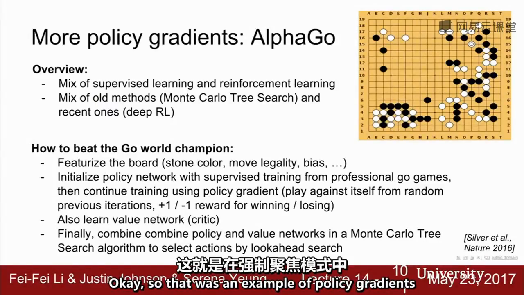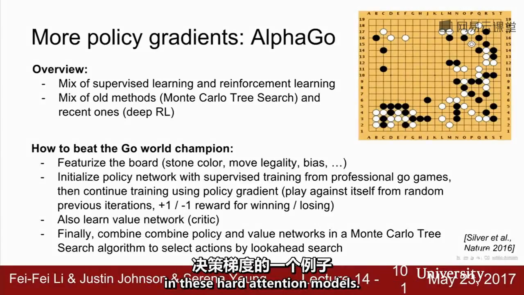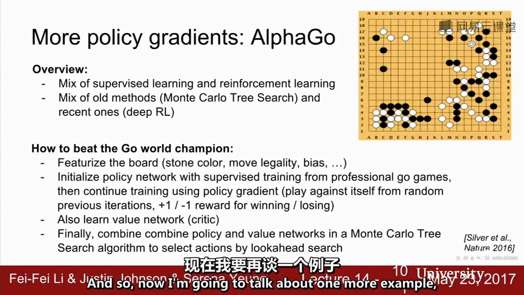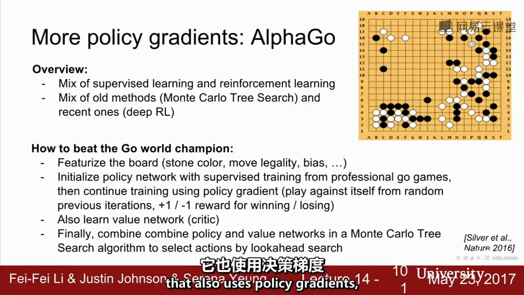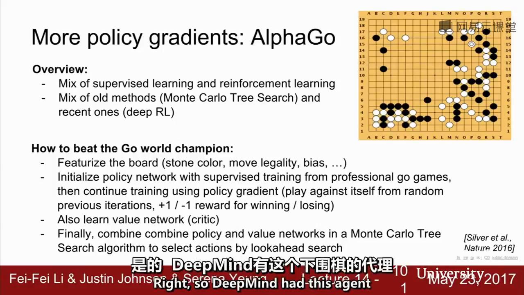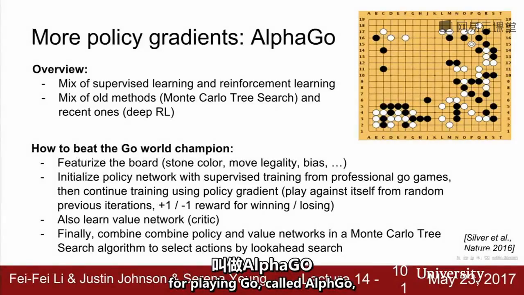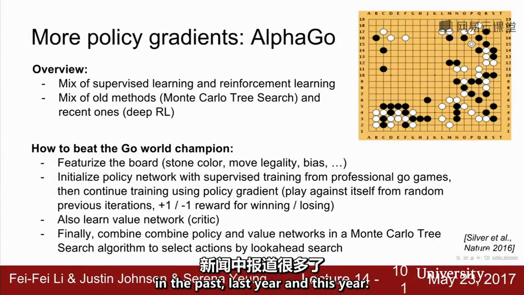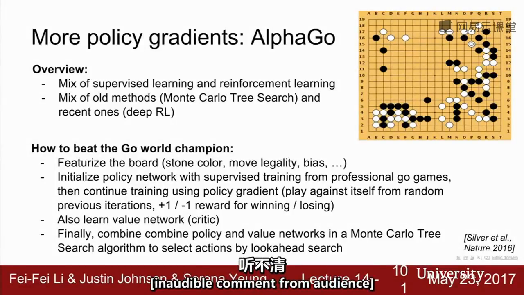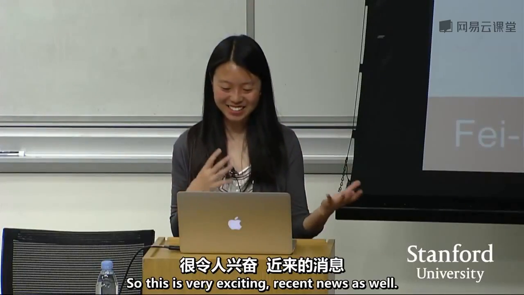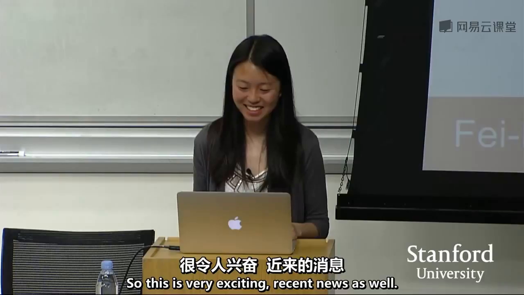Okay, so that was an example of policy gradients in these hard attention models. And so now I'm going to talk about one more example that also uses policy gradients, which is learning how to play Go, right? So DeepMind has had this agent for playing Go called AlphaGo that's been in the news a lot in the past year and this year. And yesterday, yes, that's correct. So this is very, very exciting recent news as well.